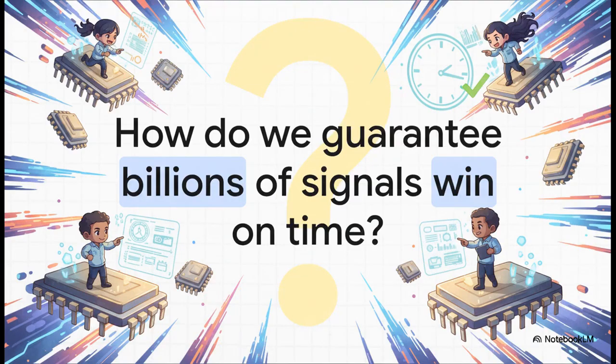I mean, really think about it for a second. Inside the very device you're using to watch this, there are literally billions of electrical signals zipping around at almost the speed of light. If just one of those signals is late, even by a nanosecond, your favorite app could crash or your whole system could just fail. So how on earth do engineers manage this ridiculously complex traffic problem?